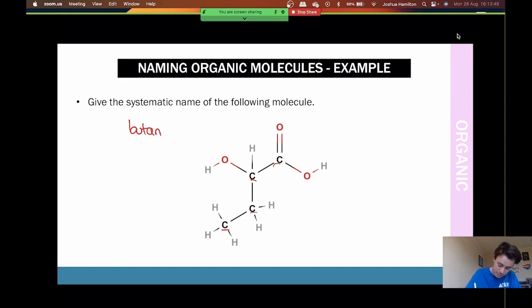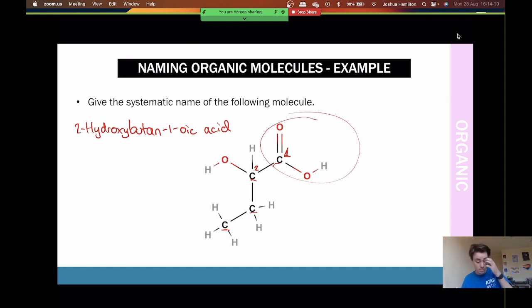Now we have a carboxylic acid group. The carboxylic acid group means that's going to be carbon 1. This is going to be carbon 2. So carbon 1 is going to be butan-1-oic acid. And at the front, it's going to be 2-hydroxy. 2-hydroxybutanoic acid.